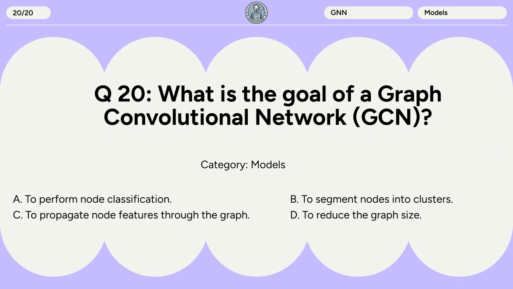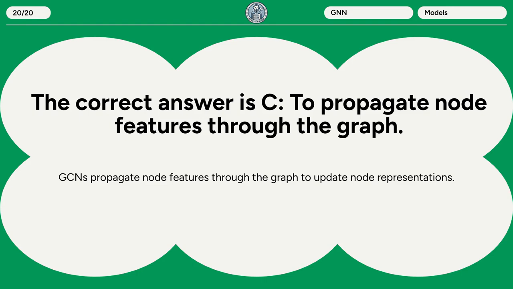Question 20. What is the goal of a graph convolutional network? A. To perform node classification. B. To segment nodes into clusters. C. To propagate node features through the graph. D. To reduce the graph size. The correct answer is C. To propagate node features through the graph. GCNs propagate node features through the graph to update node representations.